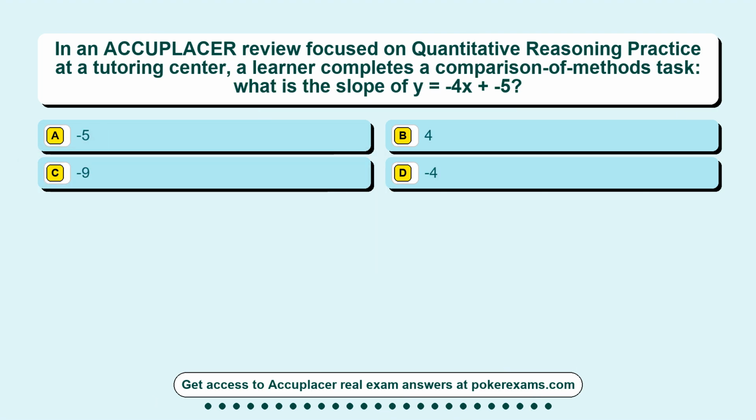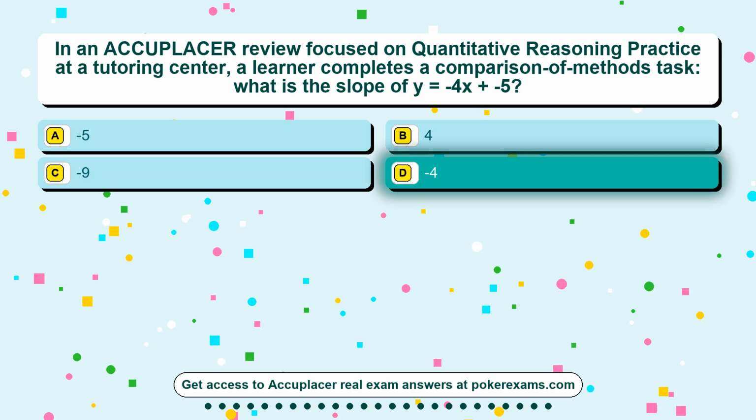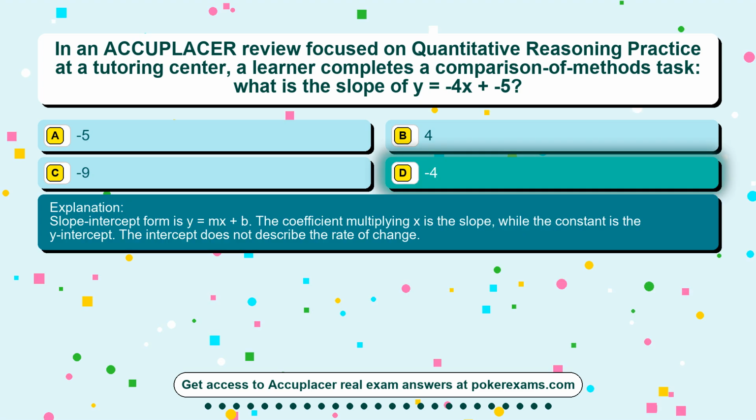Question 23. In an ACCUPLACER review focused on quantitative reasoning practice at a tutoring center, a learner completes a comparison-of-methods task. What is the slope of y equals minus 4x plus minus 5? Option A, minus 5. Option B, 4. Option C, minus 9. Option D, minus 4. The correct answer is option D, minus 4. Slope-intercept form is y equals mx plus b. The coefficient multiplying x is the slope, while the constant is the y-intercept. The intercept does not describe the rate of change.